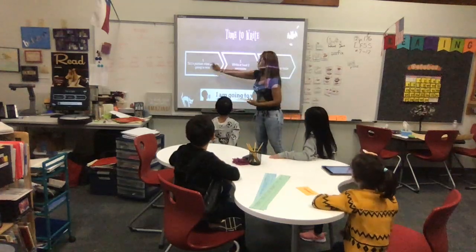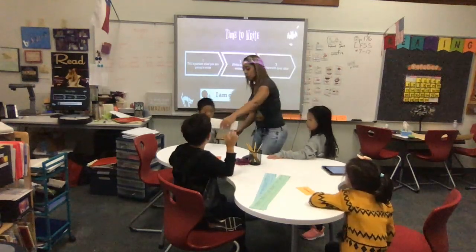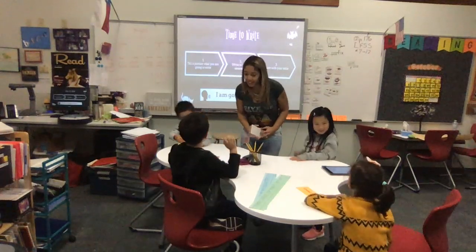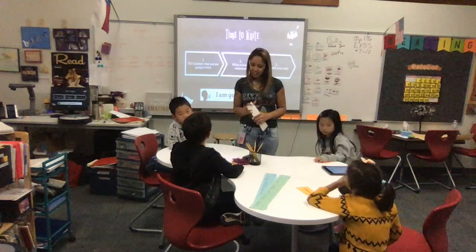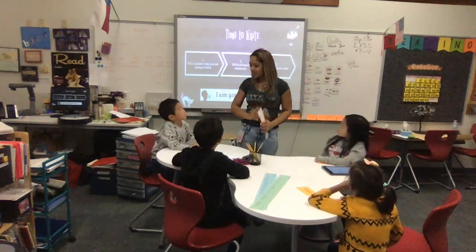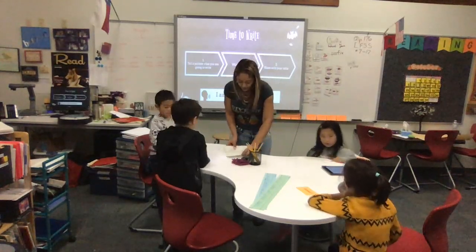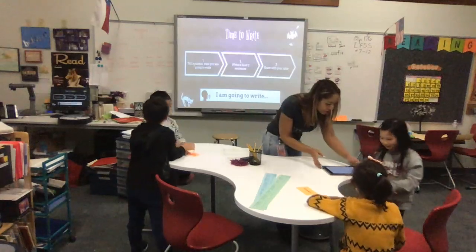Go ahead. Step 1. Tell a partner what you're going to write. So you two. Can we do both at a time? Yes, you may. You can make it as complex or as simple as you want it to be. Okay. Go ahead and go talk to her about what you're going to write.